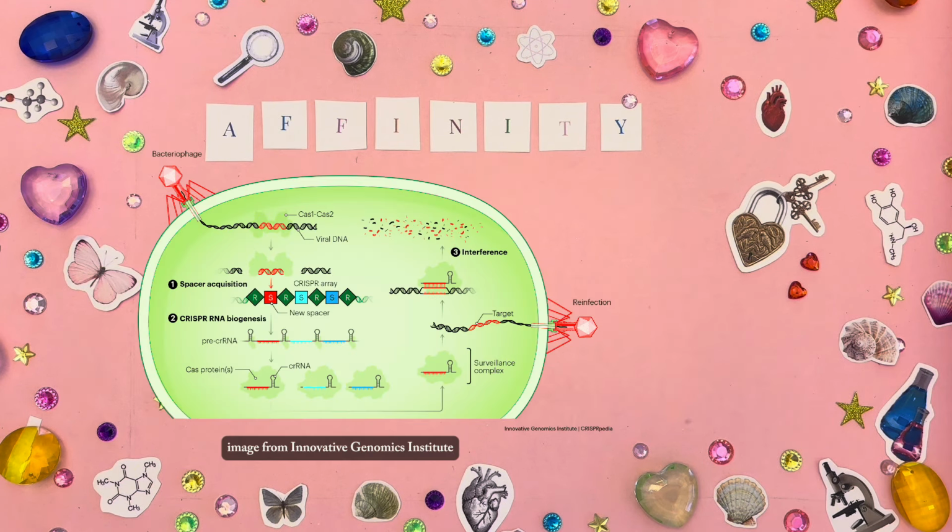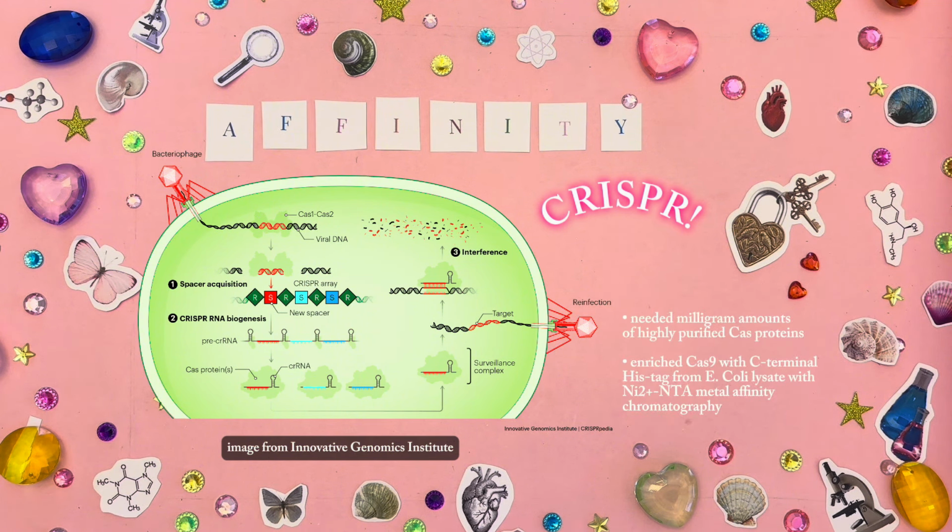As I was researching affinity chromatography further, I was excited to discover that it is responsible in part for the CRISPR gene editing tool, which I was completely fangirling over. CRISPR itself is a system bacteria evolved for immune defense that we as humans have co-opted for our own gene editing purposes. In order to do this, we needed milligram amounts of highly purified Cas proteins.